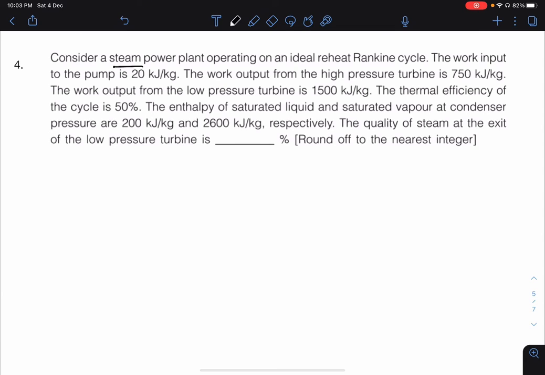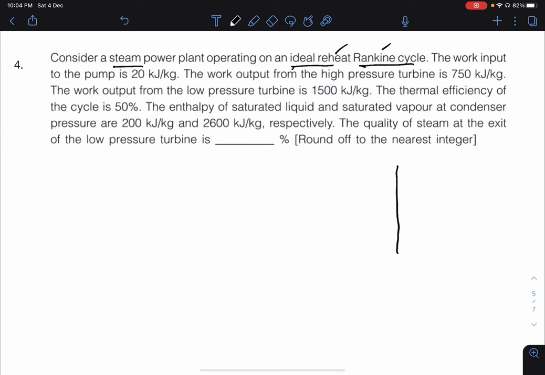Consider a steam power plant working on an ideal reheat Rankine cycle. So there is a reheat cycle and it is working on the Rankine principle. The work input to the pump is 20 kilojoule per kg. The work output from the high pressure turbine is 750. The work output from the low pressure turbine is 1500 kilojoule per kg. The thermal efficiency of the cycle is 50%. The enthalpy of the saturated liquid and saturated vapor at the condenser pressure are given. The quality of the steam at the exit of the low pressure turbine is?